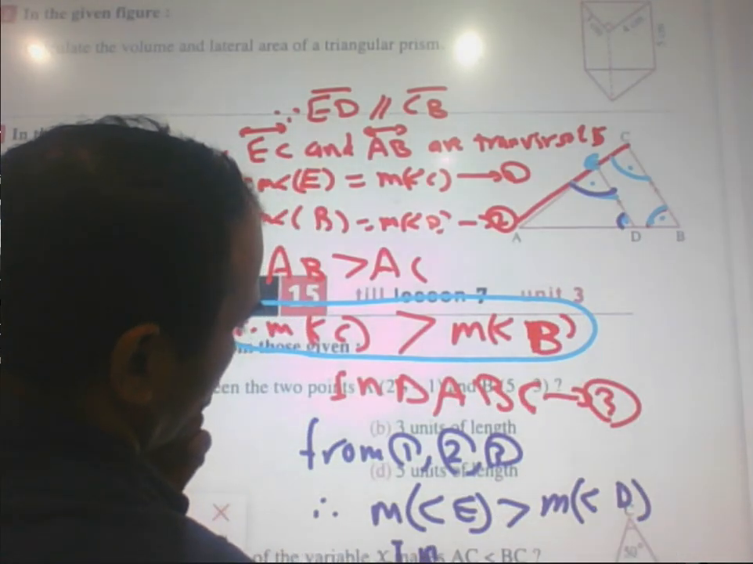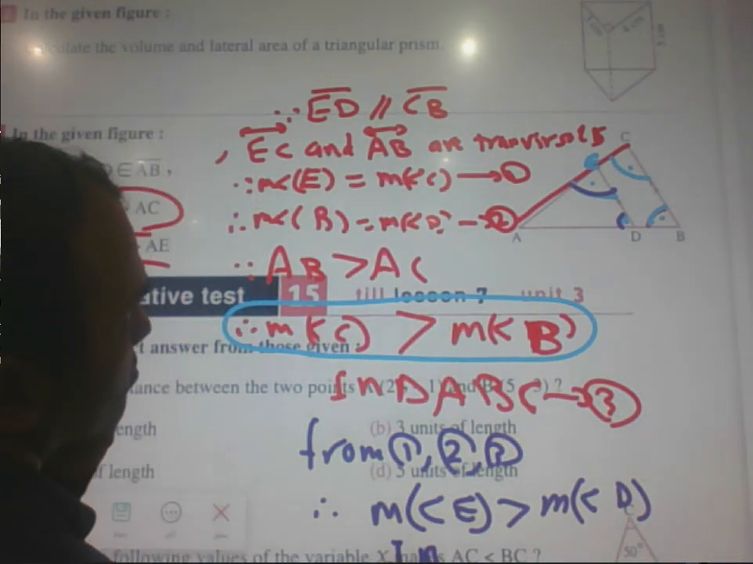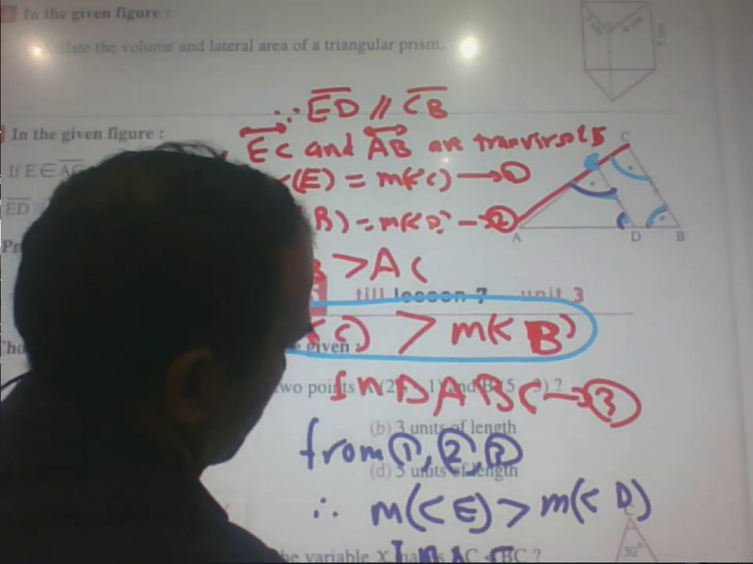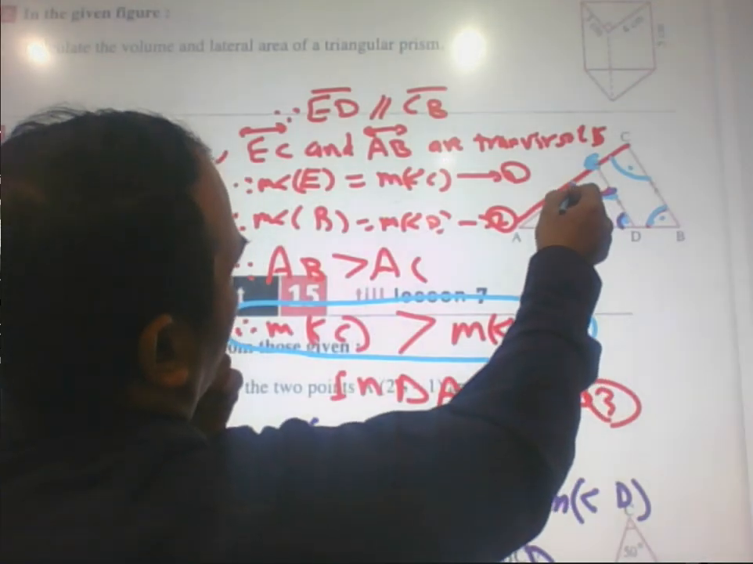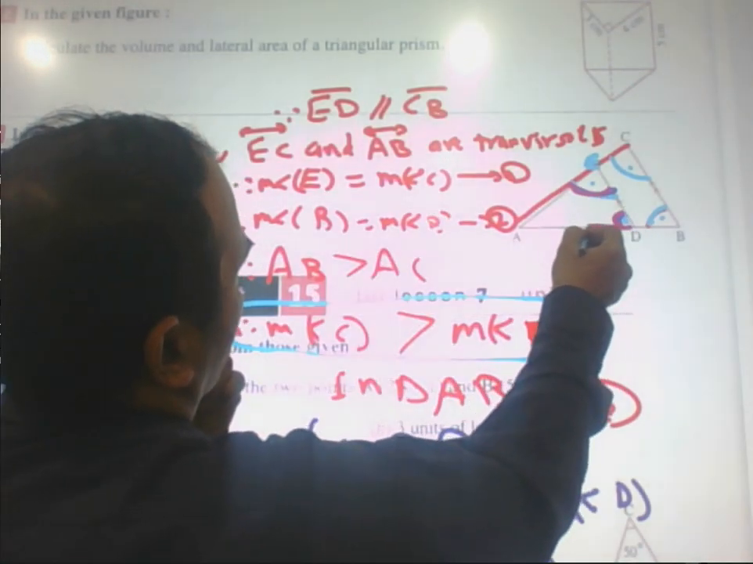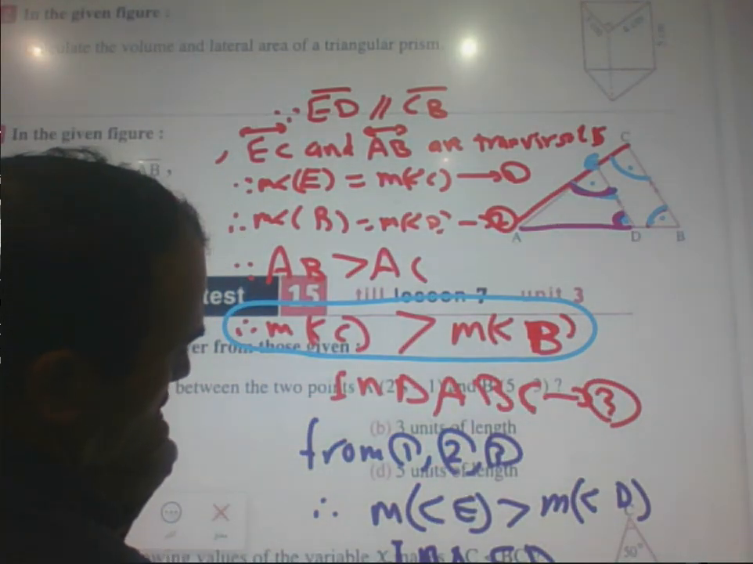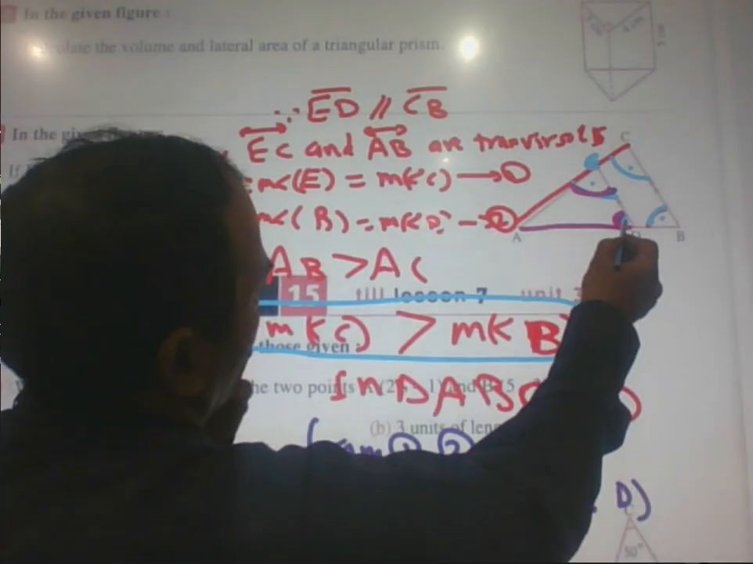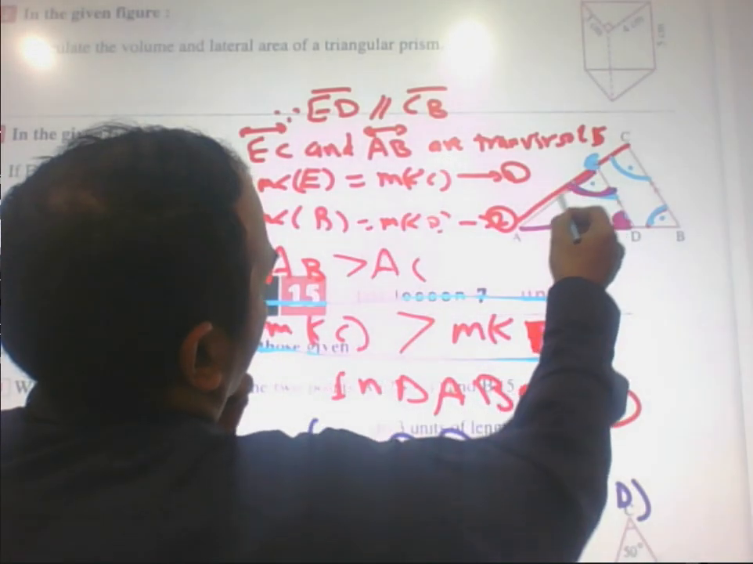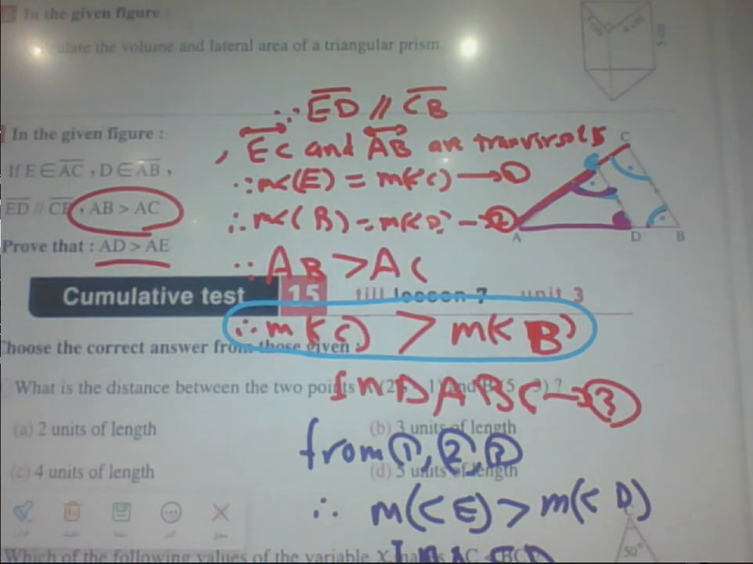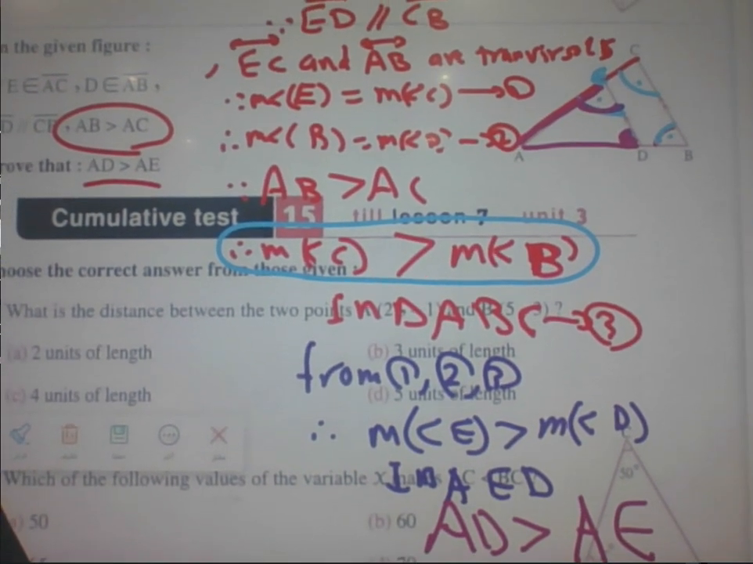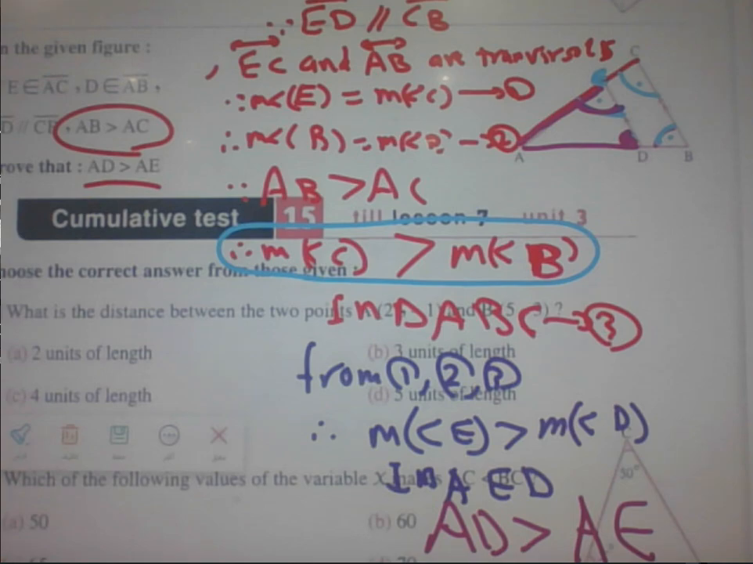So in the small triangle AED, we can write the relation between two sides: angle E is greater than angle D, then the side opposite angle E, which is ED, will be greater than the side opposite angle D. Angle D is opposite AE. Okay, understood? This is a brief example. Then ED is greater than AE.